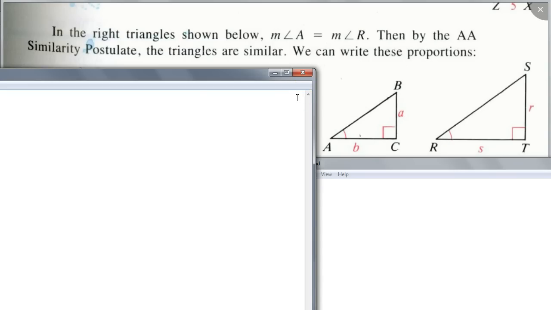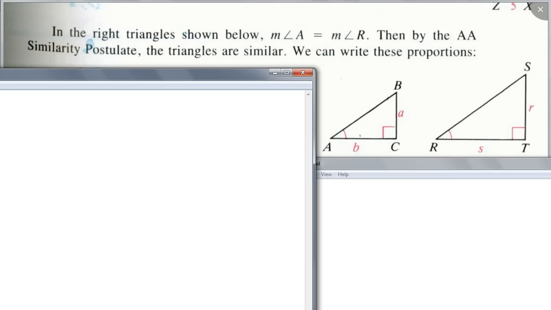It says, in right triangles shown below, measure of angle A equals measure of angle R. By the angle similarity postulate, the triangles are similar. We can write these proportions. So let's think about the proportion we could write. But before we move on, do you all agree that these two triangles are similar? They only told us angle A is congruent to angle R, so there's only one pair of angles that's congruent.